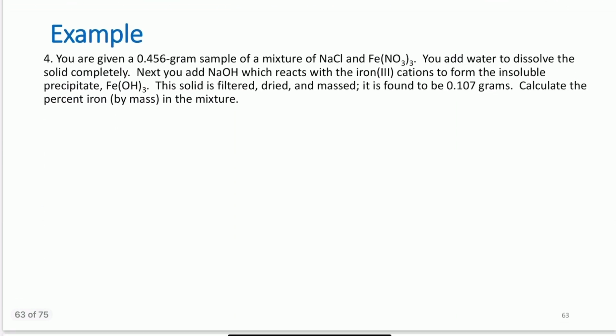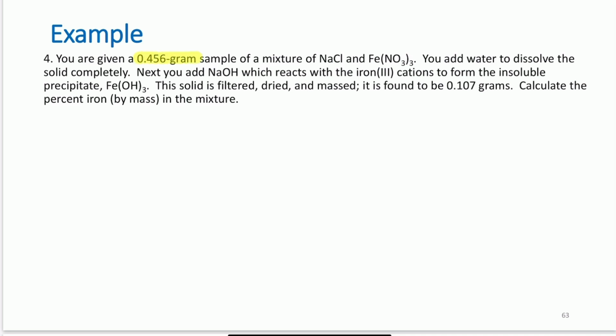Okay, you are given a 0.456 gram sample of a mixture of NaCl and Fe(NO3)3. You add water to dissolve the solid completely. Next, you add NaOH, which reacts with the iron 3 cations to form the insoluble precipitate Fe(OH)3. The solid is filtered, dried, and massed, and it's found to be 0.107 grams. Calculate the percent iron by mass in the mixture.